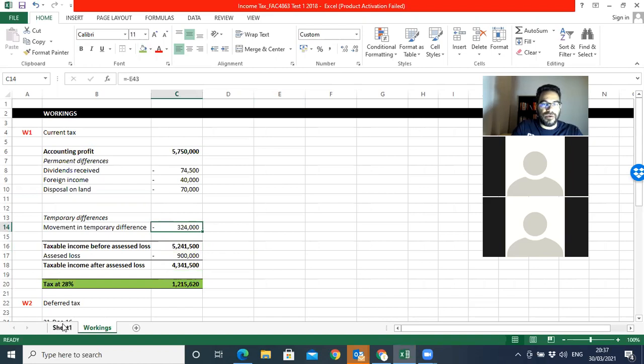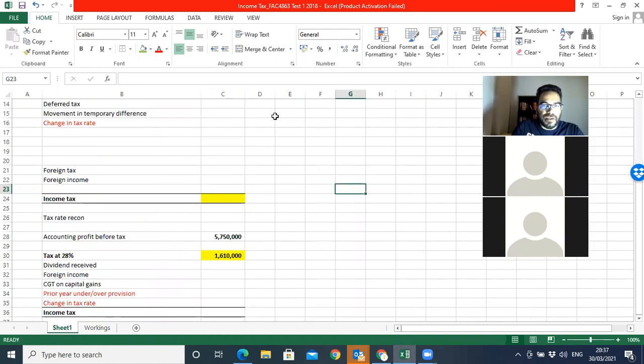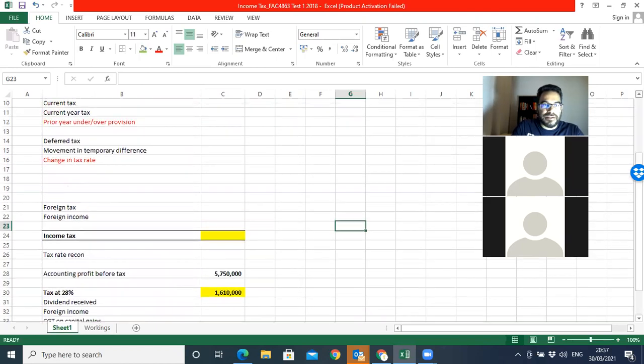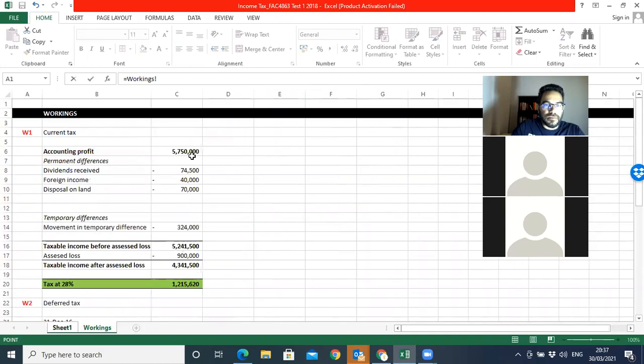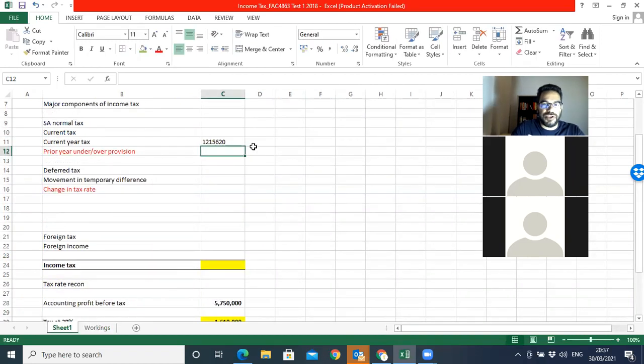So now I can go over here. I go to current tax, and I'm going to say equal 1.2 million. Ashish, I'm going to answer your question just now. And then we're going to have 0 for prior year. I put it in red because it's not required, because we don't have it in the question, so there's no need to write it down.